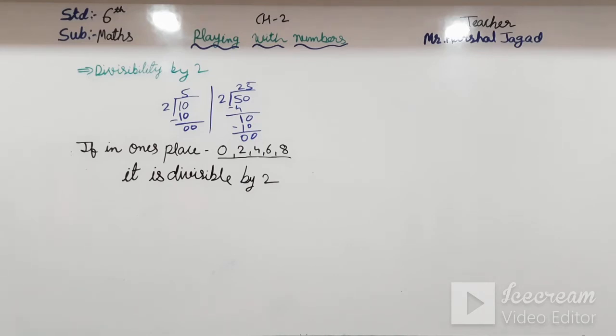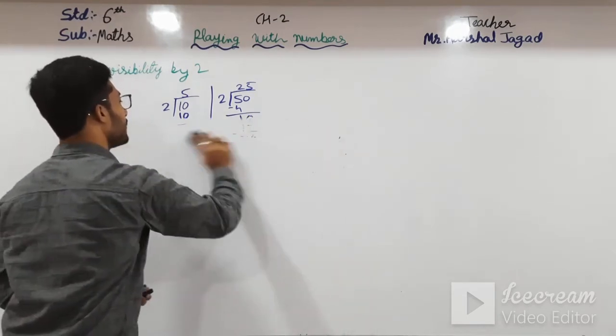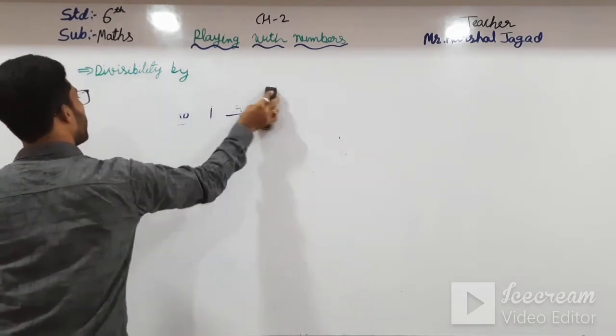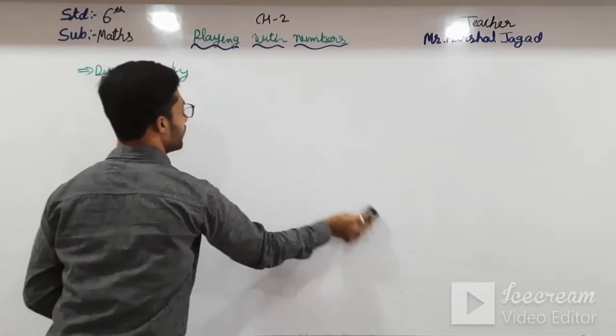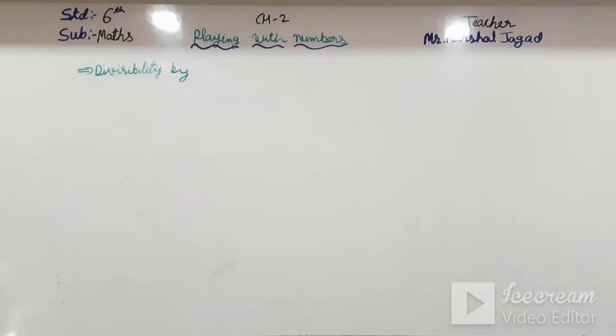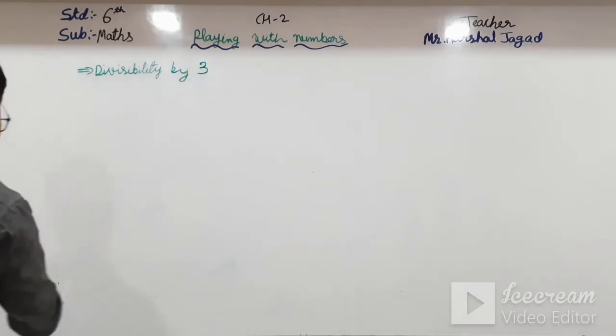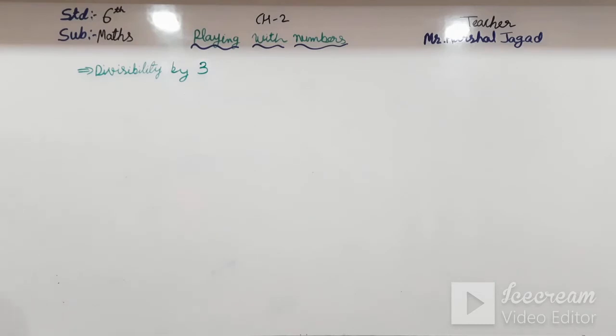Now going towards 3. Checking the divisibility test of 3. See here, you can see the number.